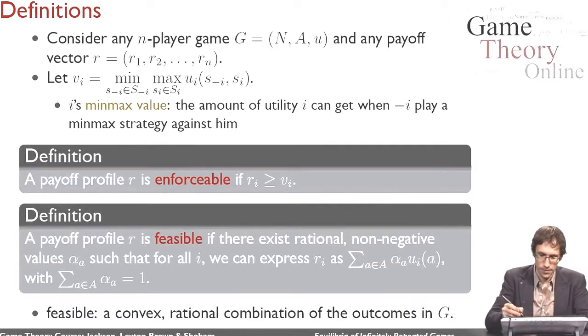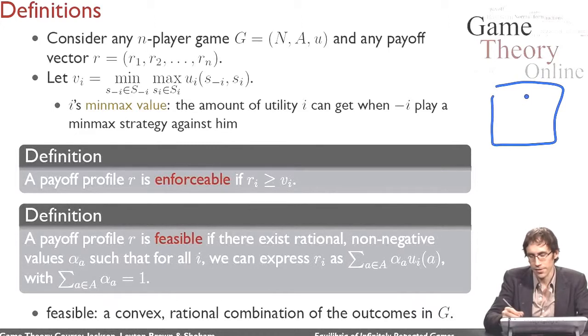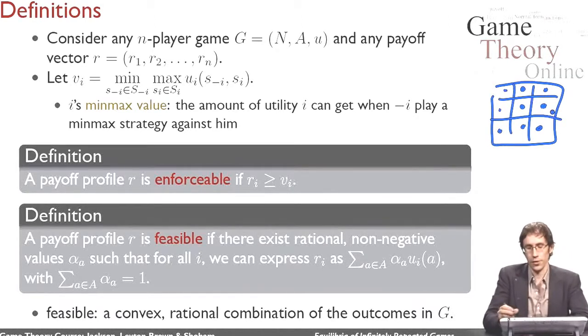I have a normal form game, and what I want to say is I have some weight on each cell in the game. These are the α_a's, and they all sum to 1. And what I want to do is take my payoff from this cell weighted by the alpha for that cell, my payoff for this next cell weighted by my alpha for that cell, and sum all of those weighted utilities for me up, and then I get R_i.